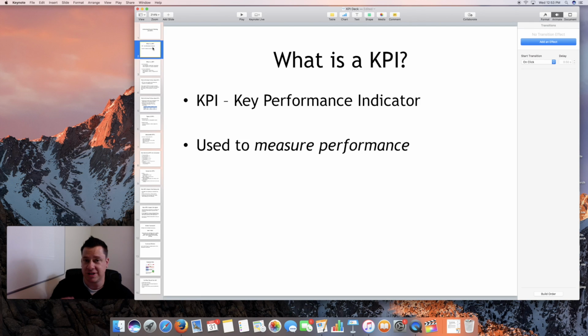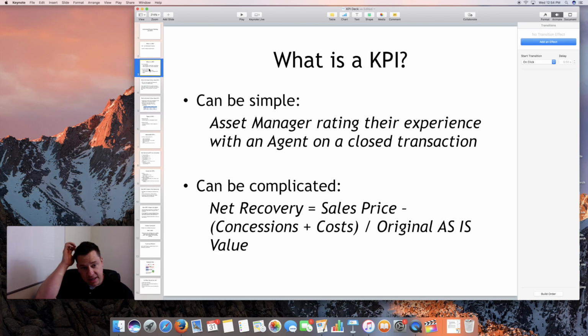So KPIs first. What is a KPI? It stands for key performance indicator. And like we said, they're just used to measure performance. Now, a couple things to keep in mind is that there are going to be different types. We'll go through the different types, but understand that this is kind of on a different axis, because this first one here is simple, but it's also subjective, right?